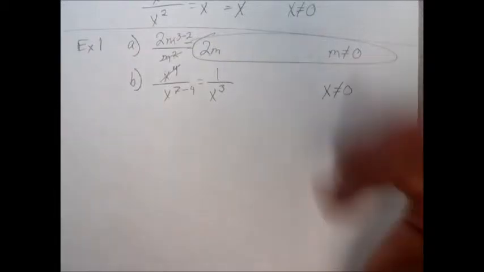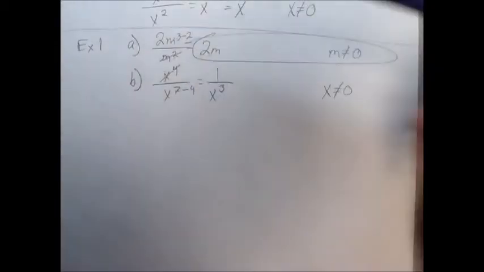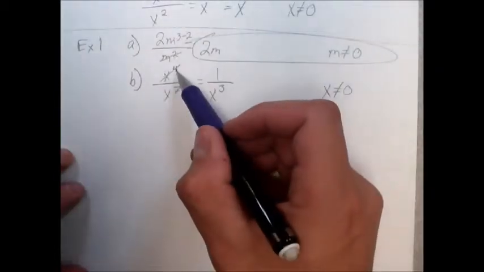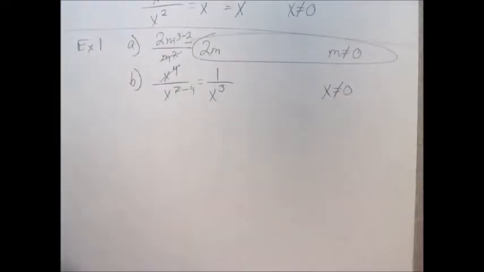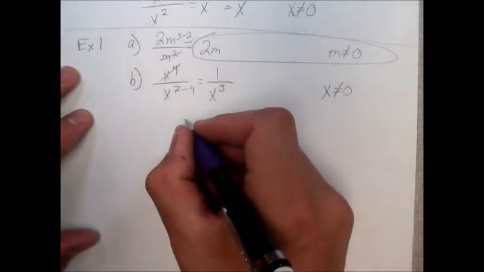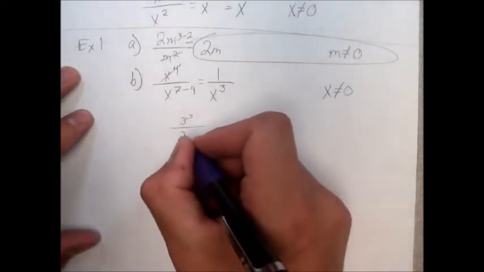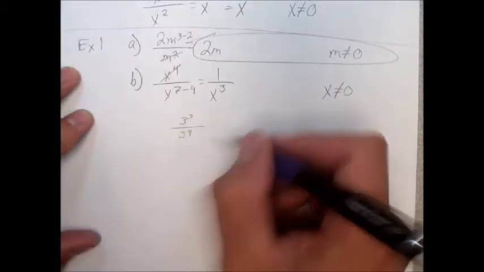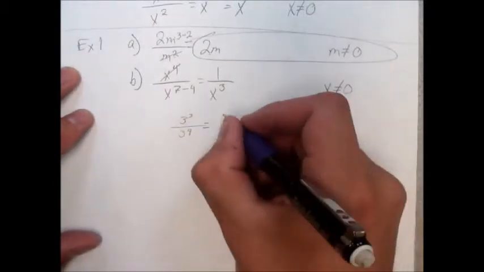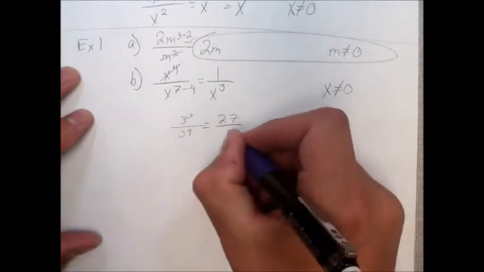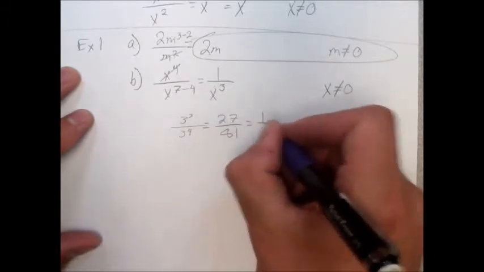Remember, this isn't just hocus pocus math magic here. We are moving these down. It's a divisionary product, okay? A quick side note: if we were using numbers, this would be 3 to the 3rd over, say, 3 to the 4th. If I wanted to rewrite this, it would be 27 over 81, which would reduce down to 1/3.